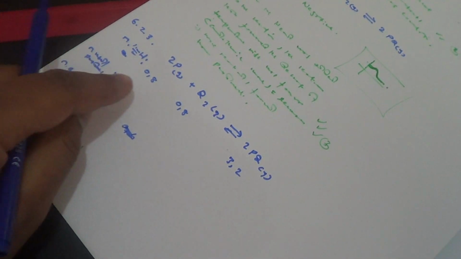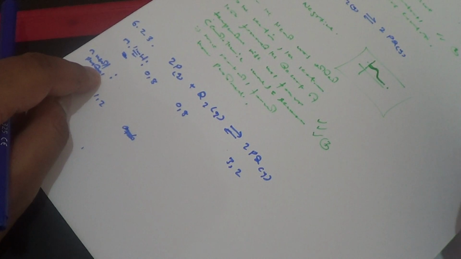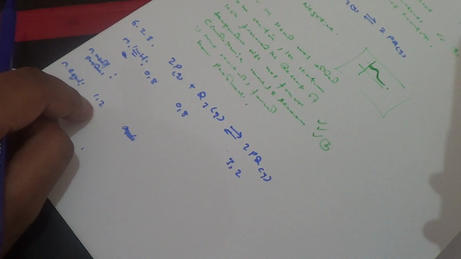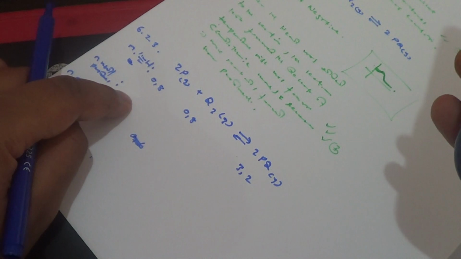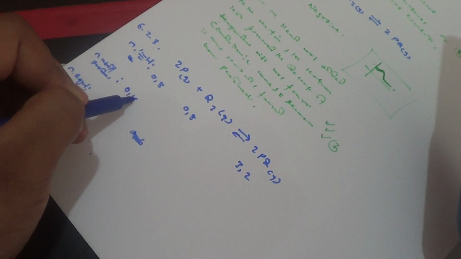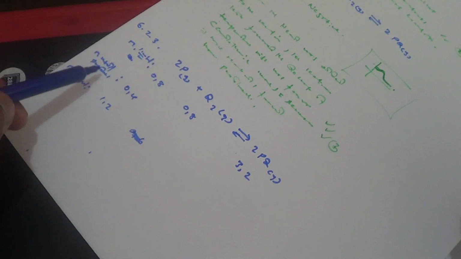Okay, so now we need to know how much we formed. Here we didn't use, but instead we produced, right? So it's going to be the difference between the two. So it's 1.2 minus 0.8, because this minus that will tell us how much we formed. So we actually formed 0.4.